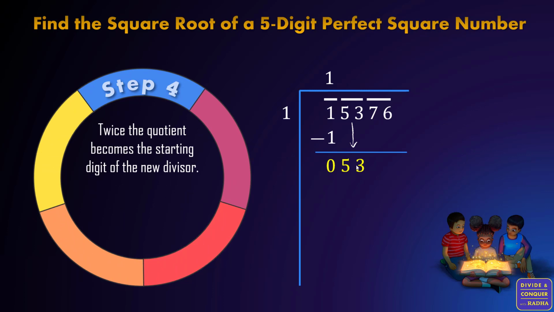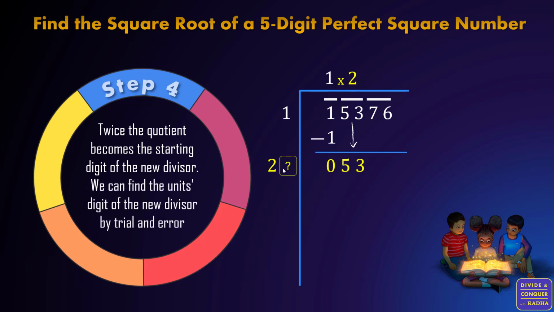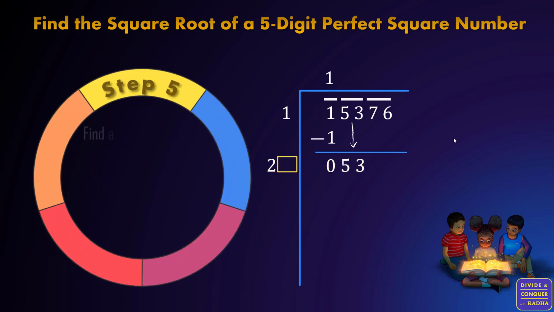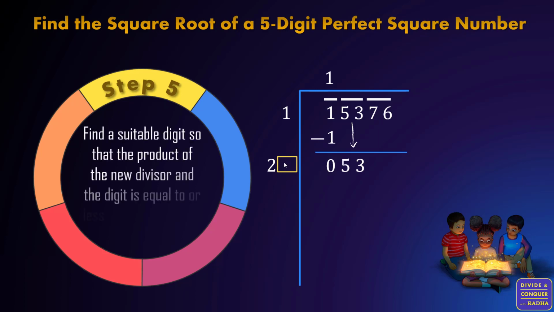To find the new divisor, we need to first multiply the quotient with 2. So 1 times 2 is 2, and this 2 becomes the starting digit of the new divisor. And if you notice, there is a blank space right next to 2. Here we need to find the units digit of this new divisor, and that is done by trial and error method. The next step is to find a suitable digit for the units place, and the digit is found in such a way that when you multiply the new divisor with the new digit, the product that we get should be either less than or equal to the dividend.